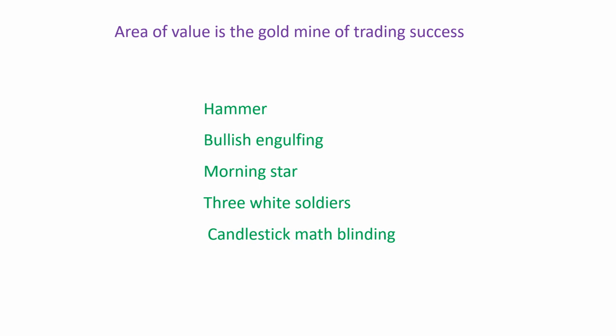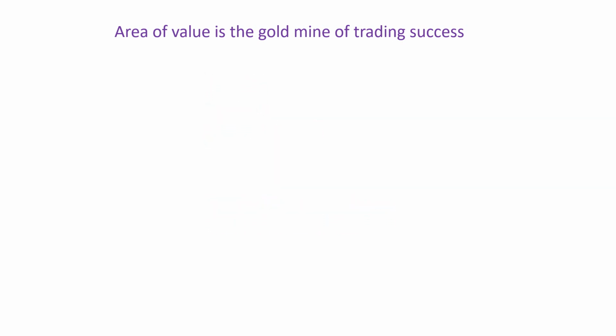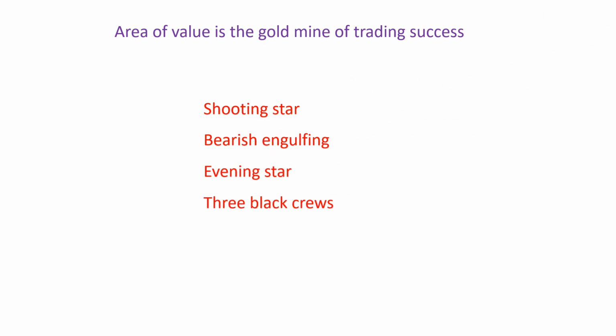Now, if you are at the top of an uptrend, look for the following patterns and formations like shooting star, bearish engulfing, evening star, three black crows, and so on. Or you could use candlestick patterns, which are a big probability sign of market reversal, and use them to exit the trade.